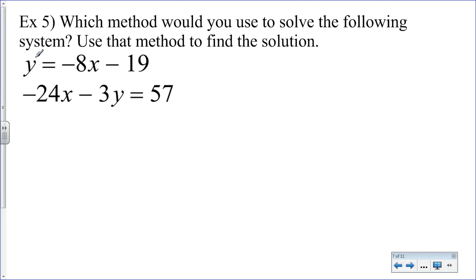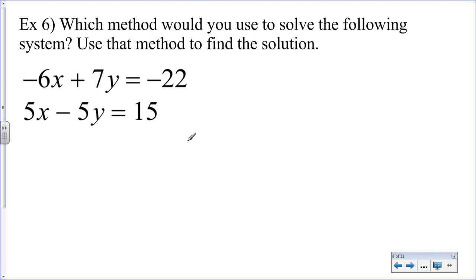Problem 5, I have a y by itself. The fastest, easiest way to do this one is going to be using substitution. Since that y is alone, I can take this here and plug it in for the other y and make sure I pay attention to my negative signs when I'm doing my multiplication. For example 6, again, my x's and y's are lined up. I don't have opposites yet, but I could still multiply to use the elimination. So you're going to have to multiply both equations in this problem.